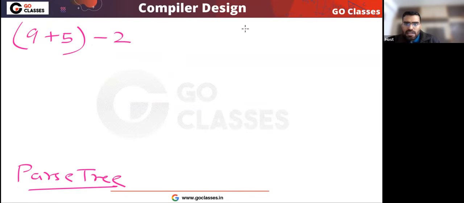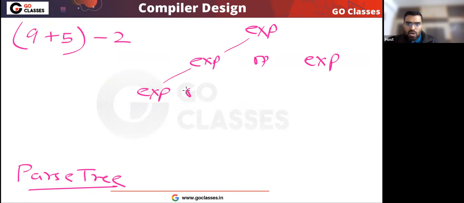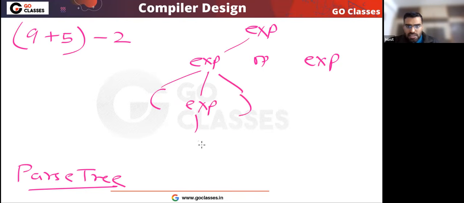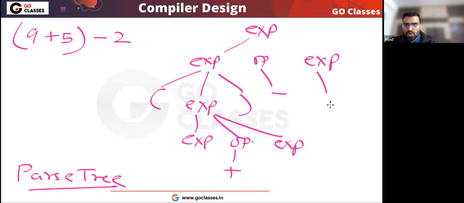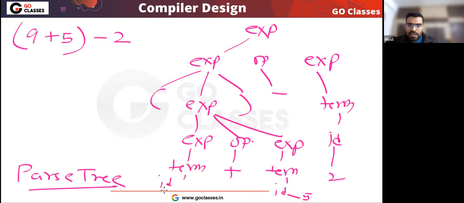Here something like this will happen. Expression goes to expression, operation, expression. And this expression again will go to expression, operation, expression. Or maybe, sorry, this expression will go to bracket, expression, and close bracket. Now this expression will go to expression, operation, expression. Now this operation will go to plus, this operation will go to minus, this will go to term, identifier, and 2. And this will go to term, identifier, and 5. And this will go to term, identifier, and 9.